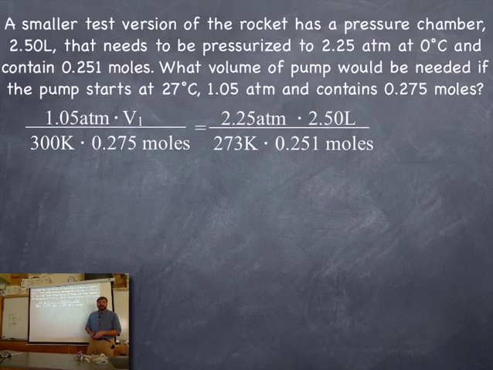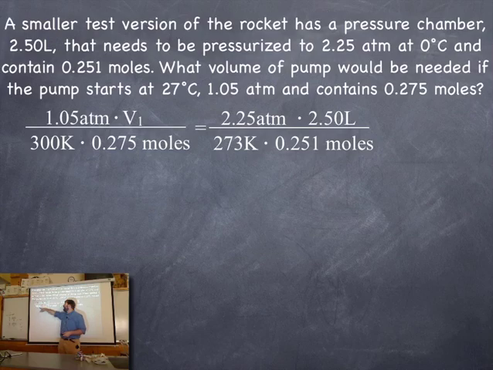So your initial setup should have looked something like this. 1.05, 300 Kelvin, 2.75, the volume we don't know. This is our pump. 2.25 atmospheres, 2.5 liters, 273 Kelvin, 2.51 moles. This is our rocket. Okay? Initial and final states, initial and final conditions. We can rearrange this to solve for V.